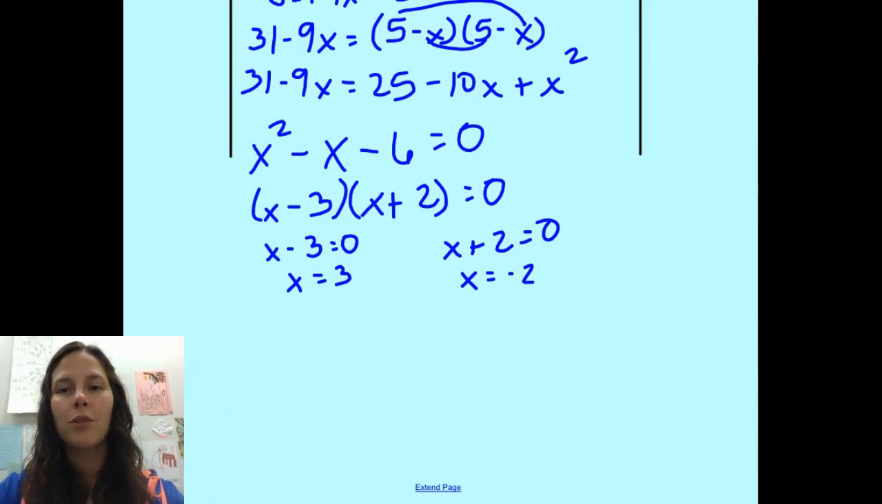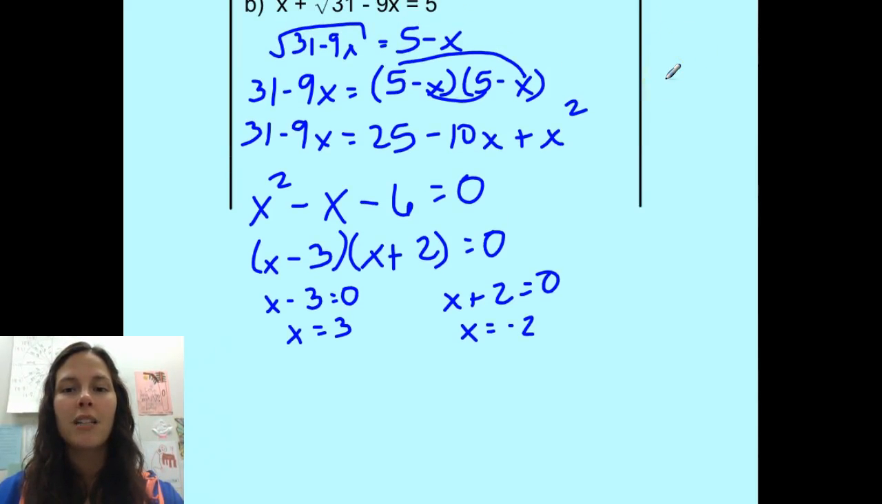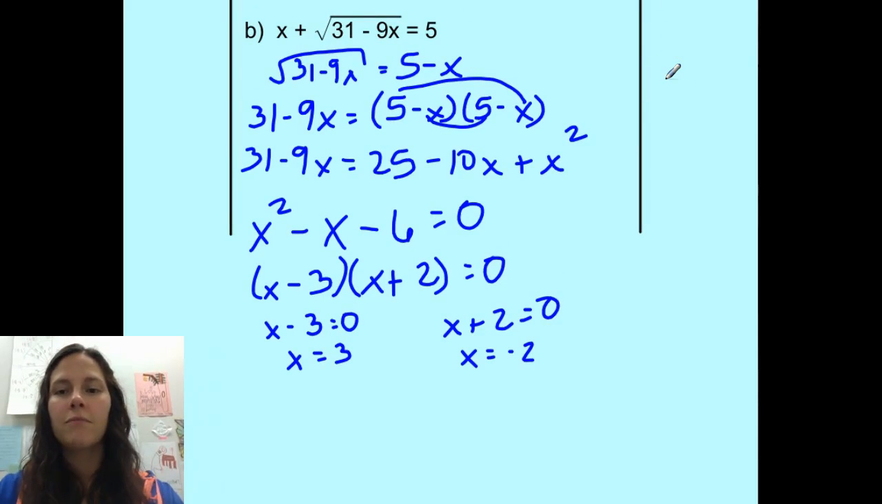With radicals, it's important to check for an extraneous solution. I forgot to do that on the first one, but let's check on this one and make sure neither of those values makes what's under the radical negative. 31 minus 9 times 3 would be 31 minus 27. That is positive, so we're good. 31 minus 9 times -2 would be 31 plus 18, which is positive, so we're good on both solutions for this one.